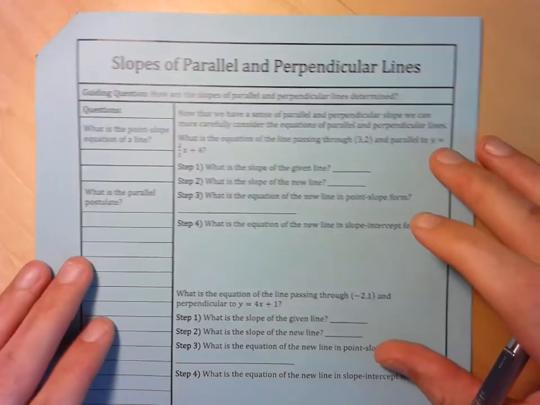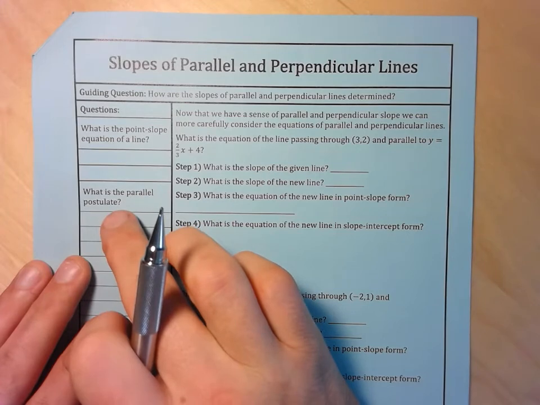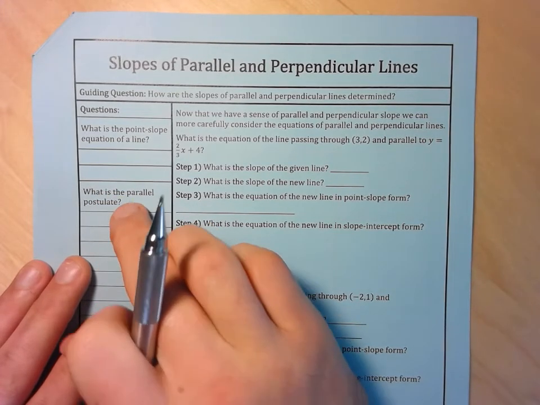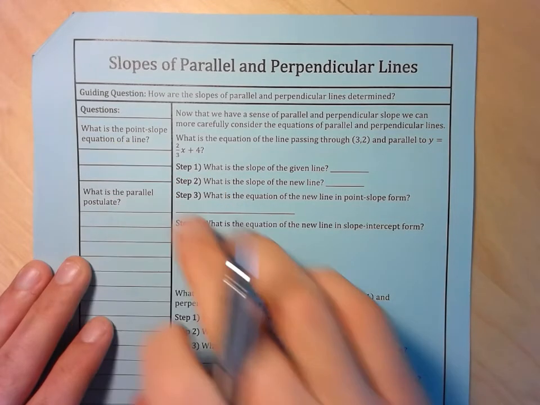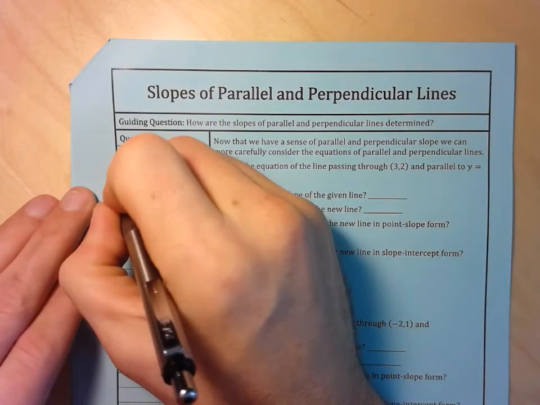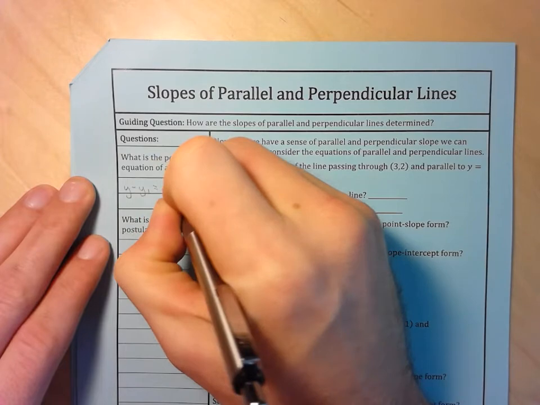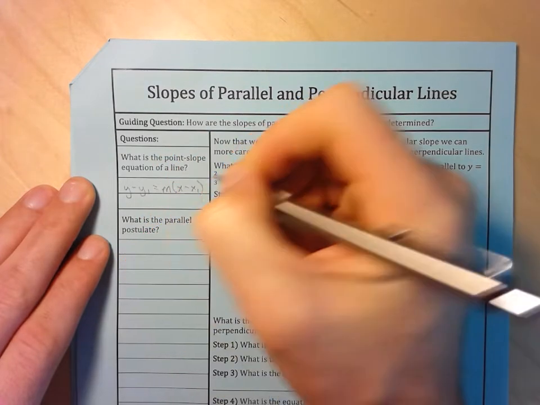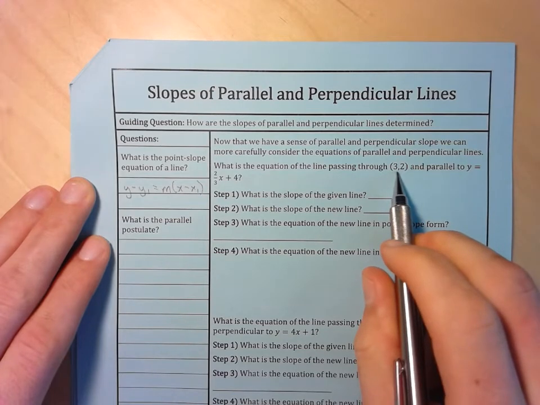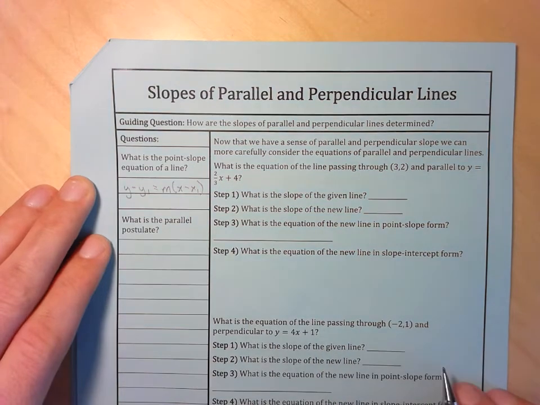And we're going to remove things from the graph for a little bit. This question, what is the parallel postulate? This is important, but we're going to come back to it another day. What is the point-slope equation of a line? That's what we're going to need in order to do our parallel and perpendicular lines. So that is y minus y1 equals slope times x minus x1. And x1, y1 is just a point, and the slope is given to us one way or another.